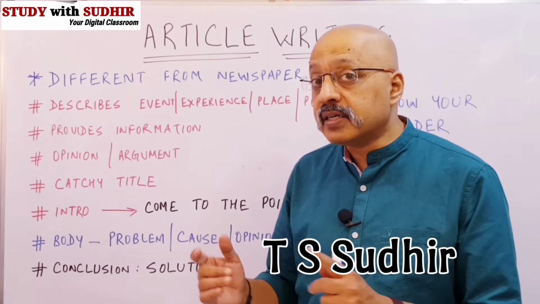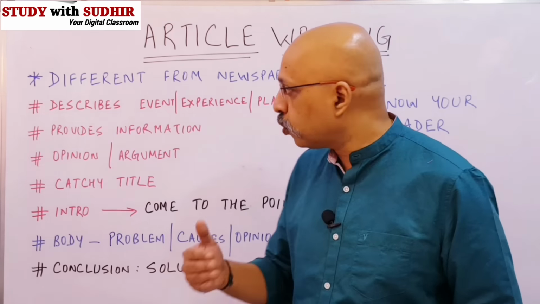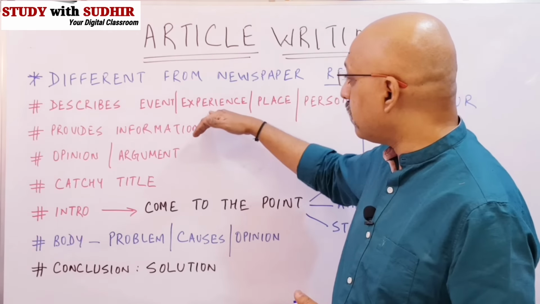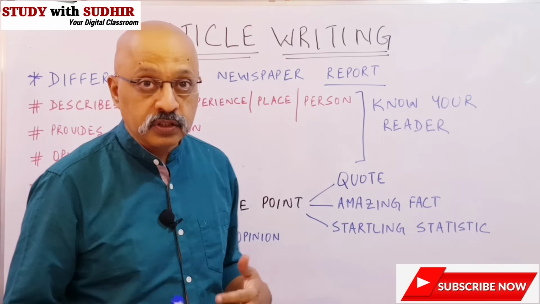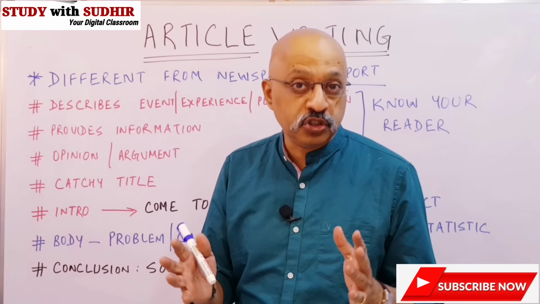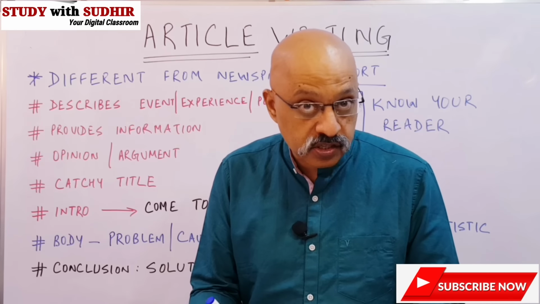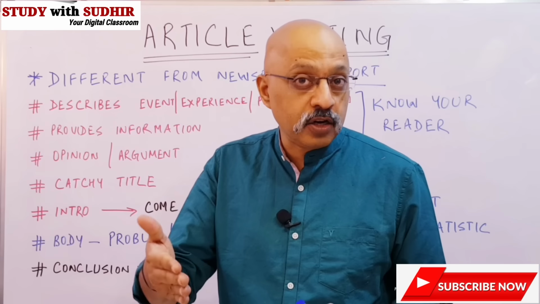An article does not necessarily have to be an immediate event. It could be describing an event, describing an experience. It could also be describing a place or a person. So an article is much more generic. It does not have to have the sense of immediacy. So that is one major difference between an article and a newspaper report.